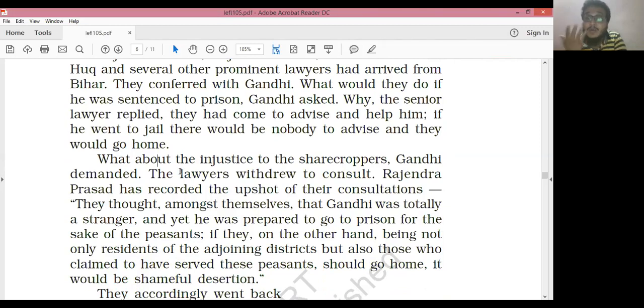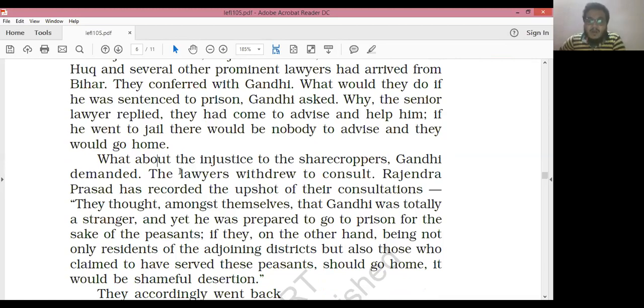Gandhiji demanded, what about that? The lawyers drew aside to consult. Yes, that's perfect. What about that? We are here for that also. Rajendra Prasad has recorded the upshot of their consultation. He has made it a written record.